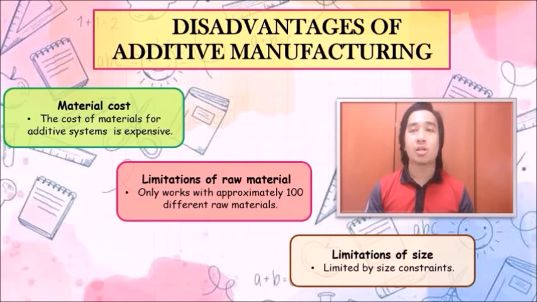Next is the limitation of raw material. At present, 3D printing only works with 100 different raw materials, which means that you can only use these 100 materials in 3D printing. Last is the limitation of size. 3D printing technologies are currently limited by size constraints, where very large objects are still not feasible to build in 3D printers.